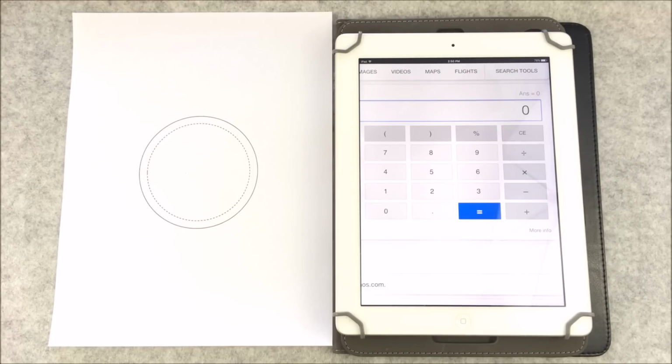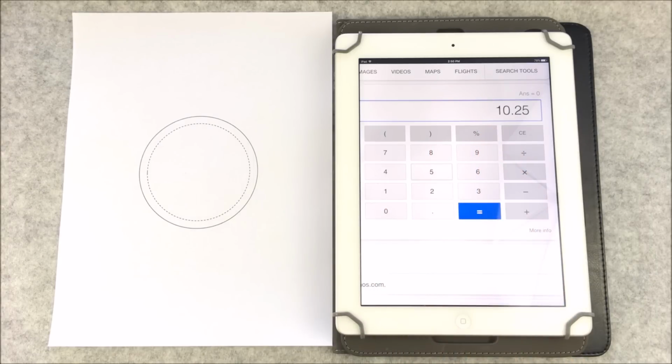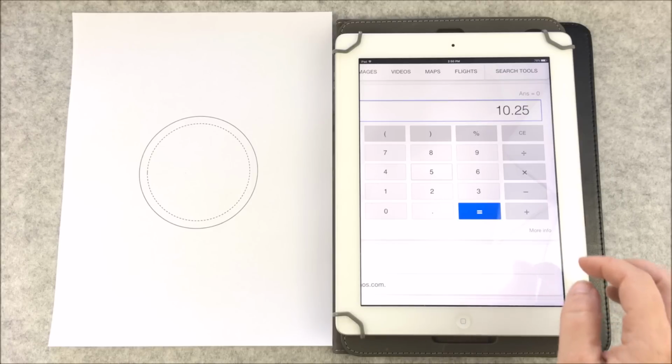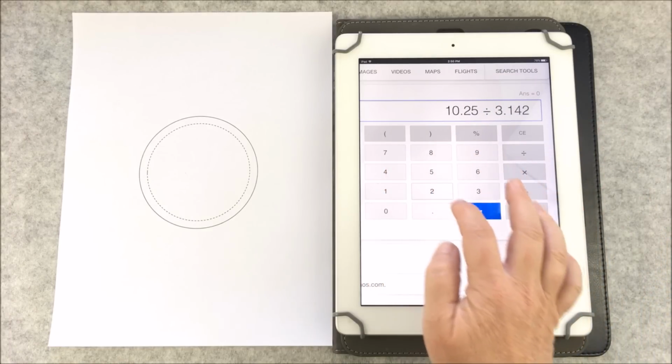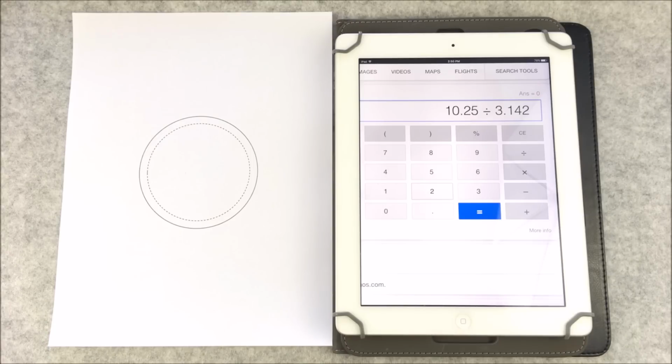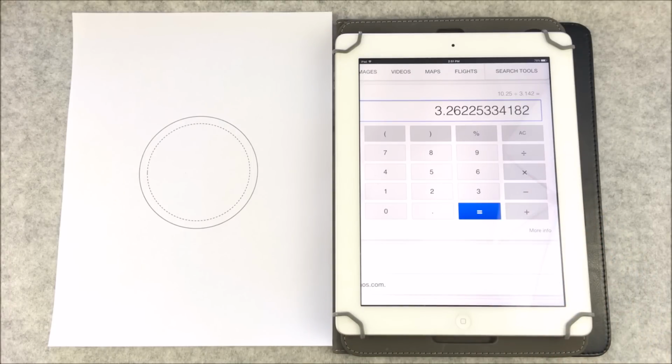Next, we need to work out the size of the circle for the bottom. To do this, take your width measurement and take away both seam allowances. In my case, this number is 10¼, which is 10¾ less 1/2 inch. Then divide this number by the math constant pi, which is 3.142. So I'm doing 10¼ divided by 3.142, which gives me a result of 3.26, which is approximately 3¼ inches.